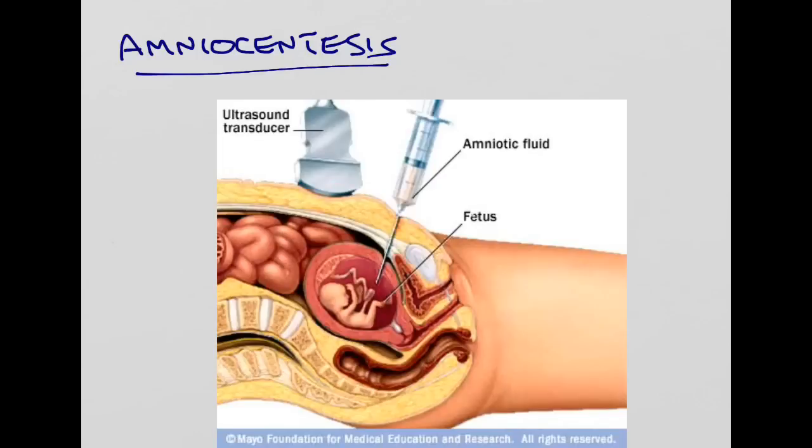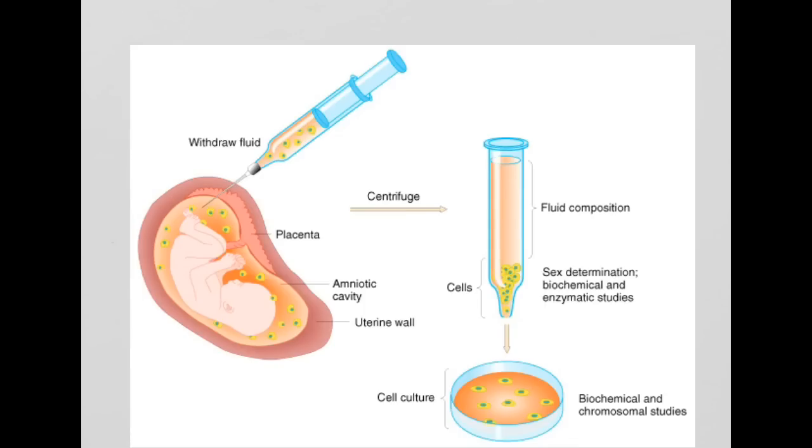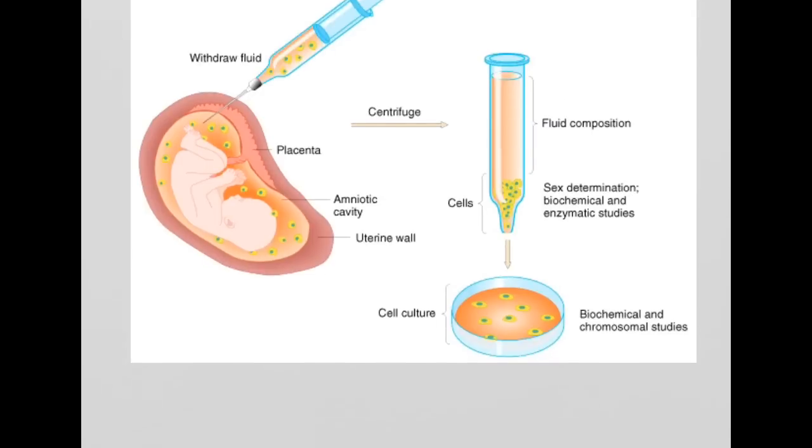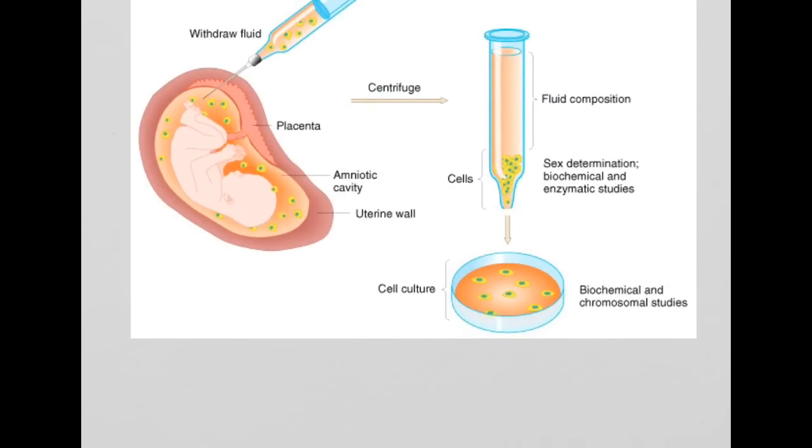All right, so you take out that amniotic fluid. You can see here, once you get that fluid out, you are going to put it into a centrifuge, so all the cells go down to the very bottom. And you're going to take those cells and put them into what's called cell culture. You essentially let them continue to grow on a petri dish.